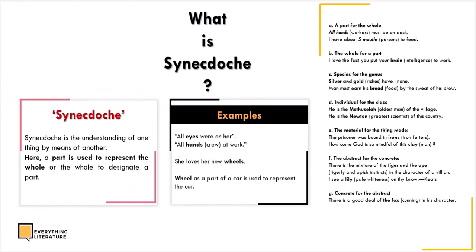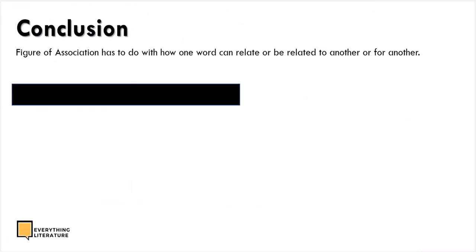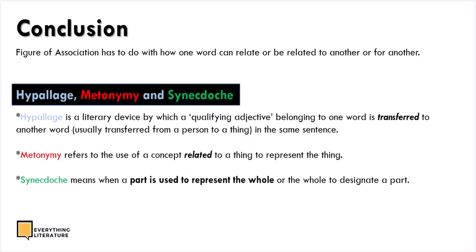And with this, we've come towards the end of the class. To summarize, we've been able to discuss figures of speech based on association. And figures of speech based on association has to do with how one word can relate or be related to another. Specifically, we discussed hypallage, metonymy, and Synecdoche.